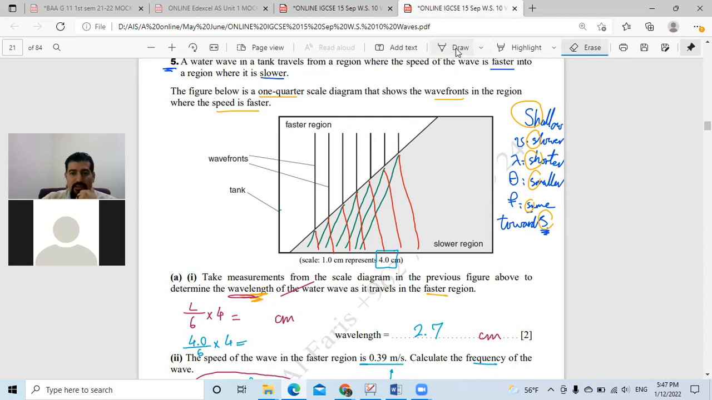The wavelength here was small, and here it becomes big if I draw the red. The red is not correct because they said in the slower region, so the wavelength is supposed to be smaller. So the answer is not the red, it's the green. And I have to draw it in straight lines. So if I want to draw it, I will use, for example, like this.